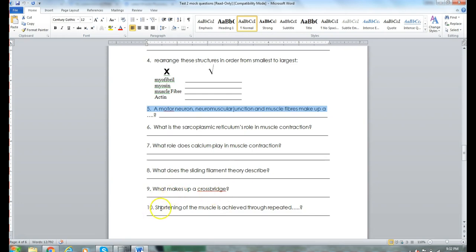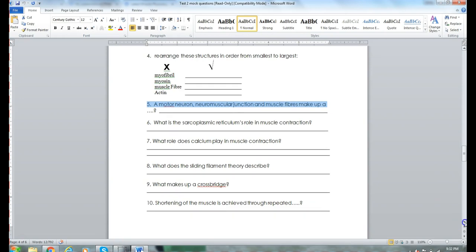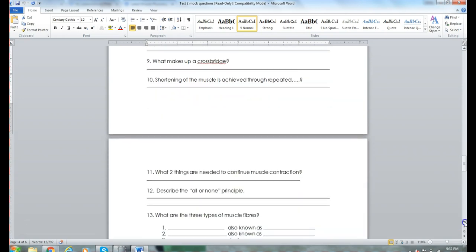And then number 10, when a muscle shortens, it is achieved through repeated cross bridges and power strokes. Okay, so that's where the myosin and actin are interacting. And we can answer this last one here, number 11, what two things are needed to continue muscle contraction? What two substances? And they are, of course, calcium, which lifts the barriers, and ATP, which fuels the whole movement.